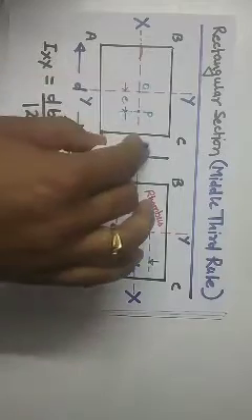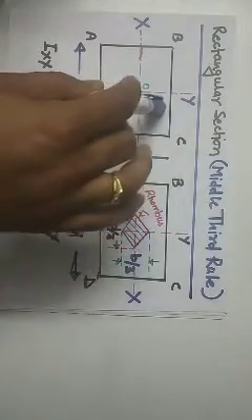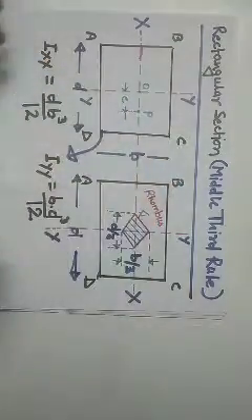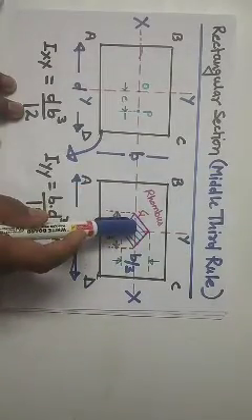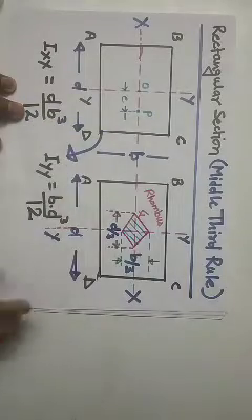So I_YY is BD cube by 12. When the load is on the x-axis, then the moment of inertia will be taken about the y-axis. Be very clear of it. Clear? Now about this diagram, we will discuss it at the end of this discussion, right?